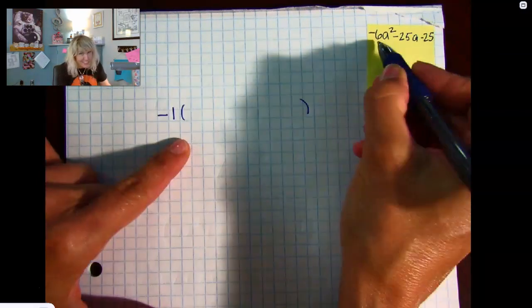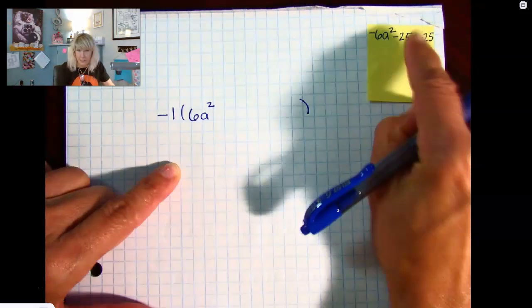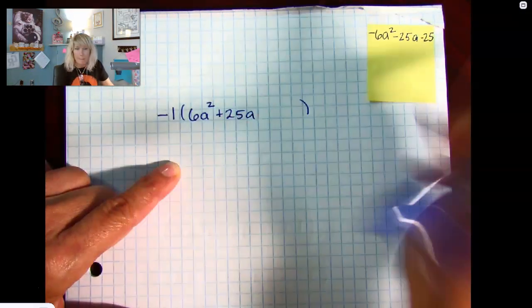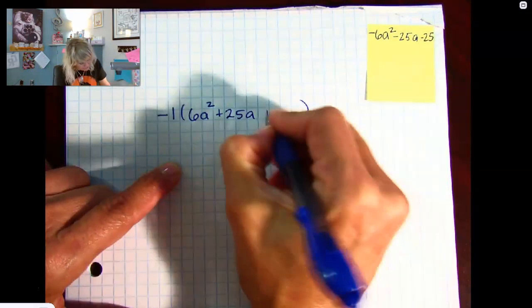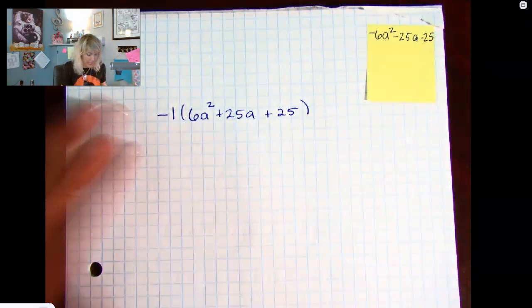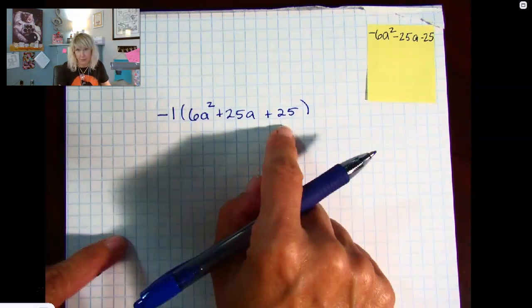So that was a negative 6a squared. It's going to be a positive 6a squared here. That was a negative 25a, and a minus 25, so those become plus 25a and plus 25. So that negative 1, he's just going to hang out there for a minute. I do need to bring that negative back into the final part of my factored form because it is a factor. But right now I'm just focused on what's right here inside parentheses.